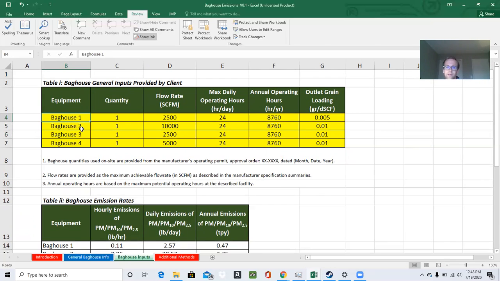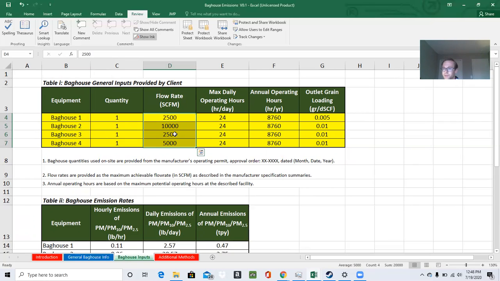So in this scenario, we've assumed that there are 4 different baghouses with their various flow rates, again in standard cubic feet per minute. We assume that these baghouses will operate 24 hours a day and the whole year, so 8,760 hours per year.